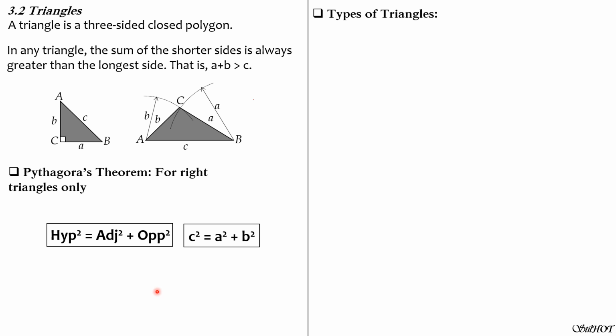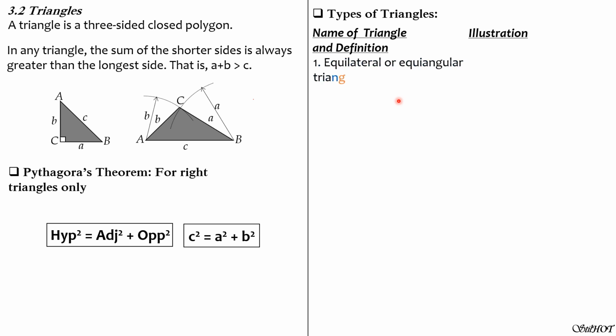Then we have here the types of triangles, the name of the triangle and its definition, and let's also illustrate that. You need to know the different types of triangles for you to analyze problems in trigonometry involving triangles. One is the equilateral or equiangular triangle, and its interior angle, or remember peripheral or inscribed angle, is 60 degrees, and the sides are also equal in length. So 60, 60, 60, x, x, x.